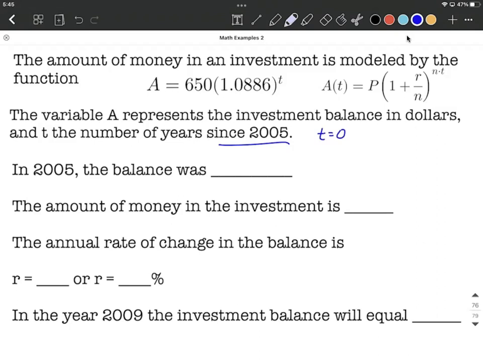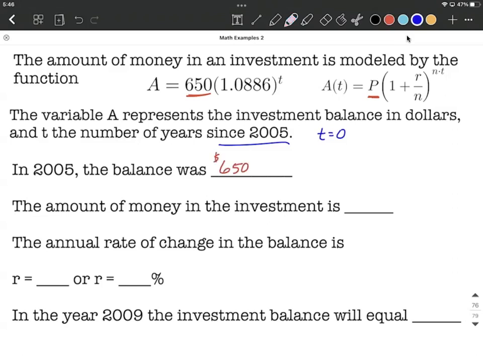All right, so the first two questions on this are basically asking the same thing. P, up here, we refer to that as being the principal. It's the amount that you open the account with, the amount that you start with. And you'll notice it's the number out in front that's not raised to the exponent. Well, the same thing is true over here with the 650. So our balance in 2005, well, we started with $650.